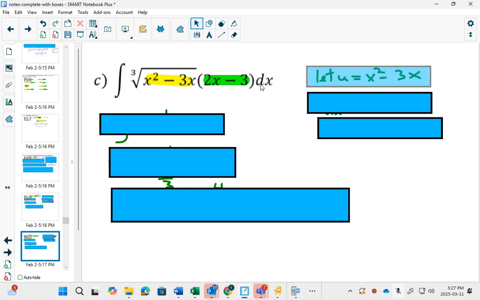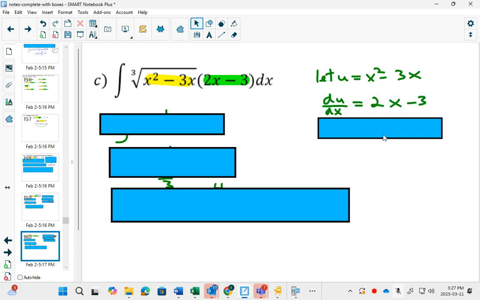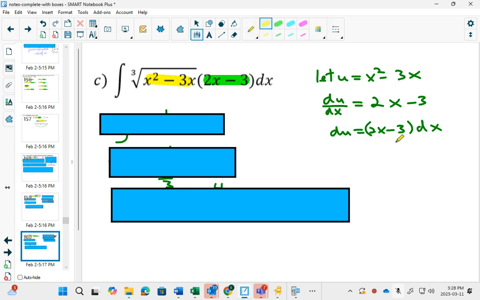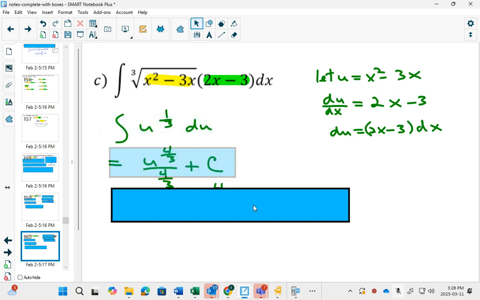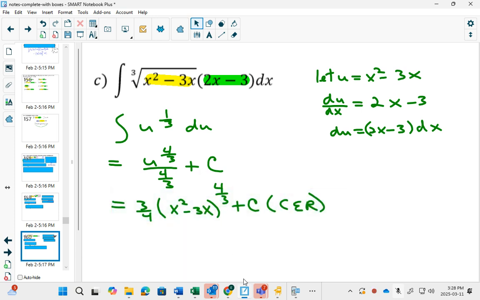There's our inside function, so we let u equal that. Our derivative matches up nicely. Then du dx. Cube root is to 1/3. So especially when things are fractions, it would be hard to try to manage all of that in your head at once. So the substitution makes that easier for us.